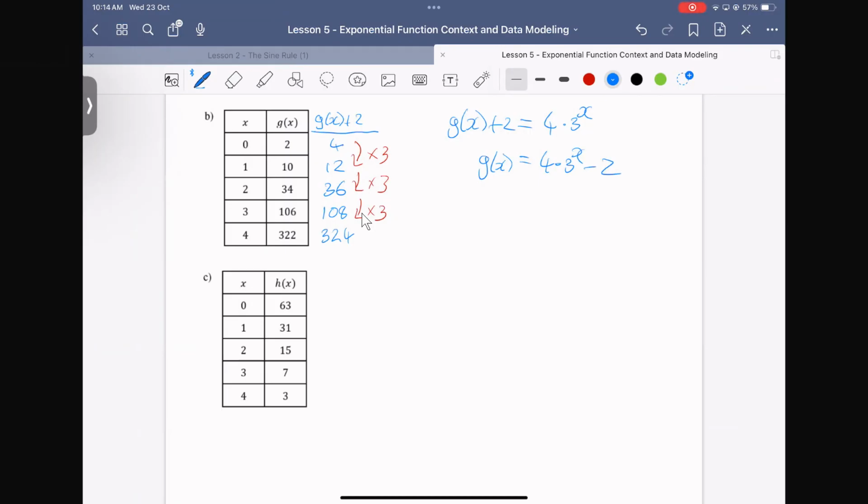Oh, 63 is close to 64. 64 is always a good number, isn't it? I'm going to guess 64 there. So that would be h of x plus 1. 32, oh, I can see it there. 16, yeah, 8, 4. So h of x plus 1 is equal to 64 times, what's the proportionality here? Half.